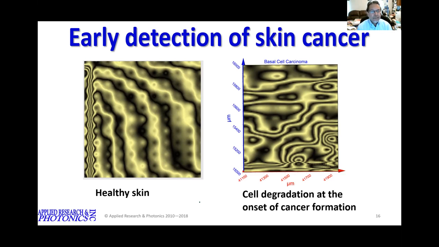But cells are seen intact. I have a better picture later. But when the skin has some kind of cancer lesion, then the regular cellular pattern deteriorates. So this gives us the biggest opportunity, so that we can see when skin cells are healthy and when they're not.